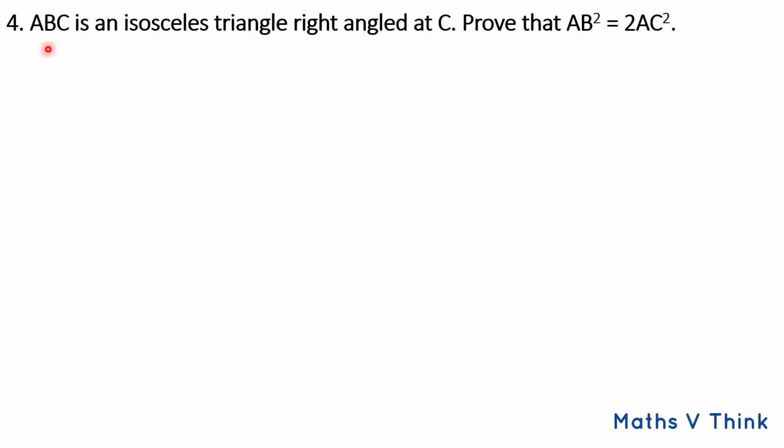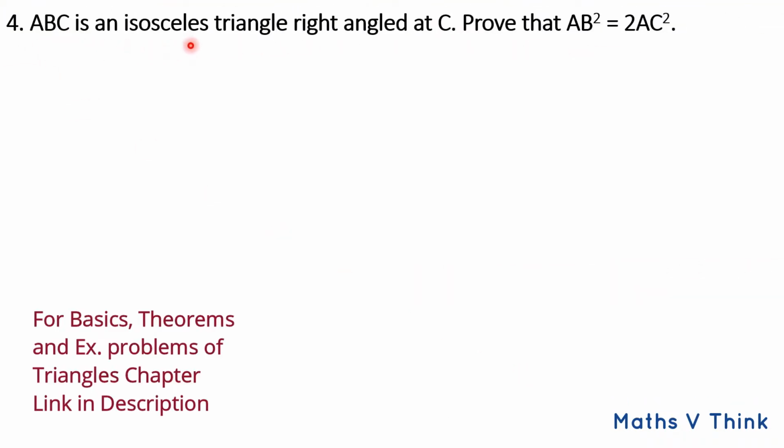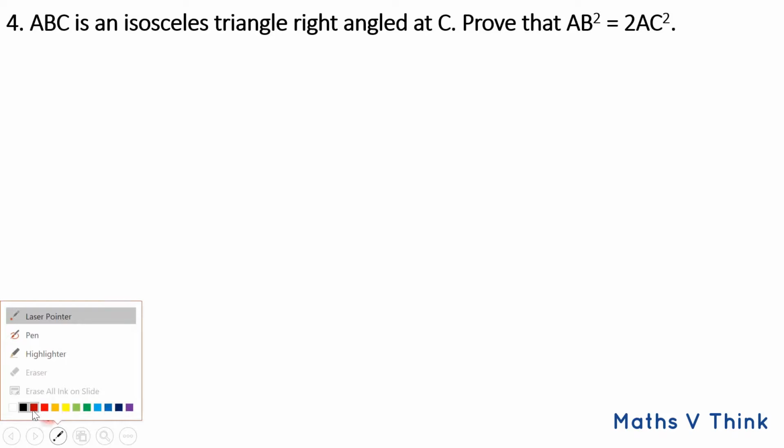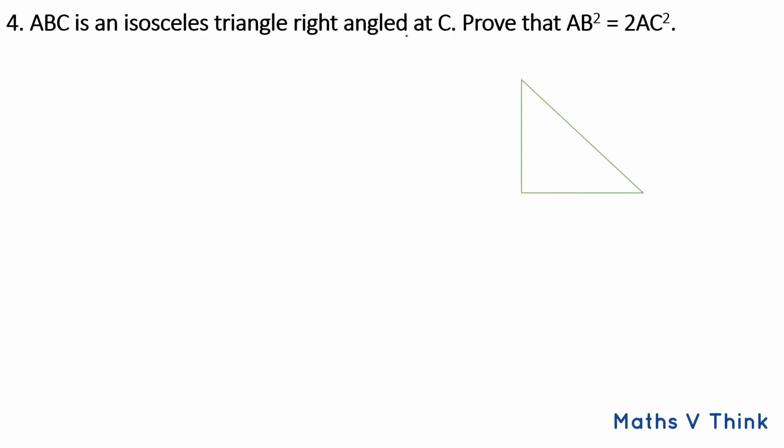The fourth question says ABC is an isosceles triangle, right angled at C. Prove that AB square is equal to 2AC square. So first we need to draw an isosceles triangle ABC, right angled at C. So this is the right angle, so I'll name this as C and the remaining as A and B. Isosceles triangle means the two sides will be equal, so I'll mark this equal to this. Now we'll write the given part.